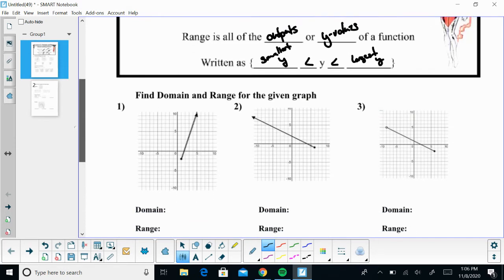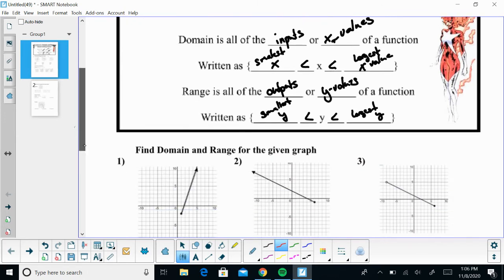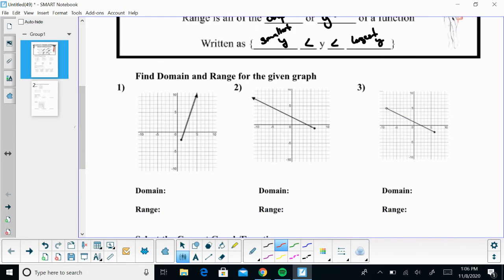Okay, let's give this a try. So we're going to have these graphs, and we're going to have to come up with the domain and range from the graphs. So what we're trying to do is write the domain and range, or list all of the values that I could have for x and all the values I could have for y. So we always start with the smallest.